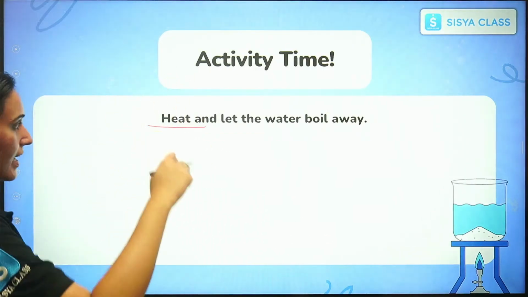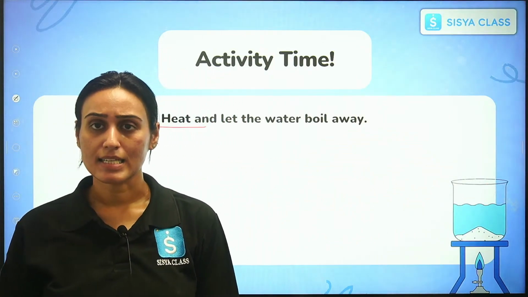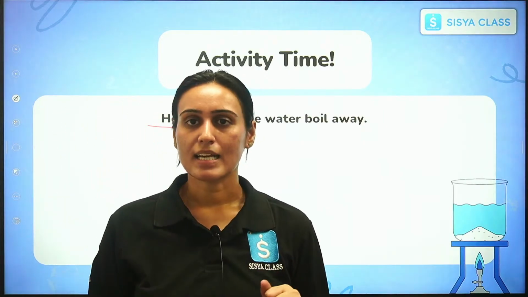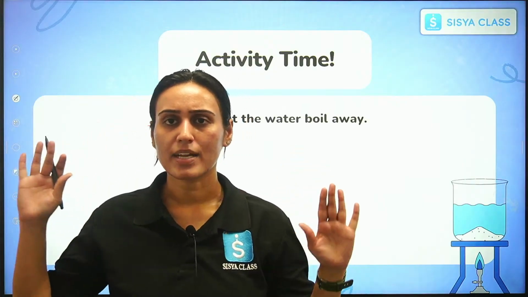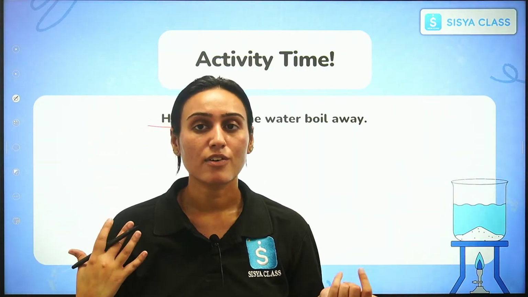So we heat it and we let the water boil away. Is there a difference between evaporation and boiling? Yes, there is a difference. In evaporation, it is a surface phenomenon. Only the surface particles are vaporizing. You are not heating it. They evaporate themselves. They themselves turn into vapors. It is a very slow process. It is a surface phenomenon.